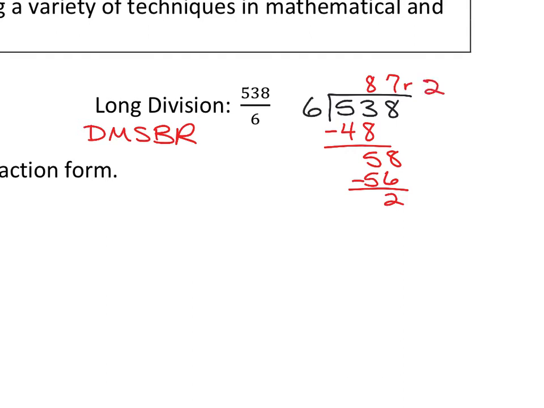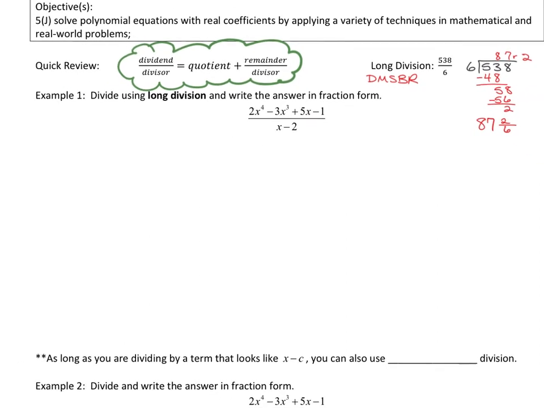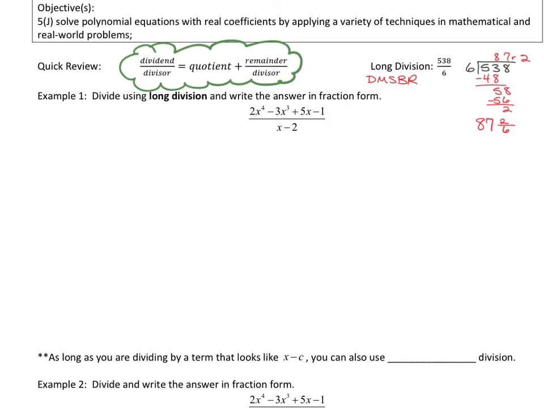Now, the way we would write this is 87, that's my quotient, with a remainder of 2 over my divisor, which is 6, or 1/3. Obviously, we could reduce that fraction. But that idea is going to help us translate into long division of these polynomials. So again, remember, the steps are divide, multiply, subtract, bring down, and repeat. But I want you to make a little note for yourself that when we're talking about subtracting, we're talking about adding the opposite. Okay, so make sure you're actually subtracting, which means you're adding the opposite.